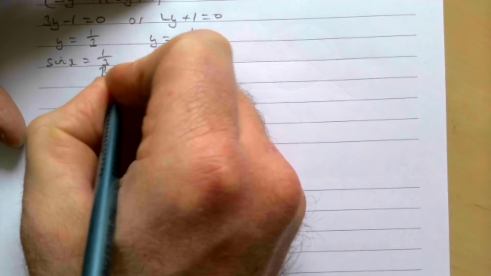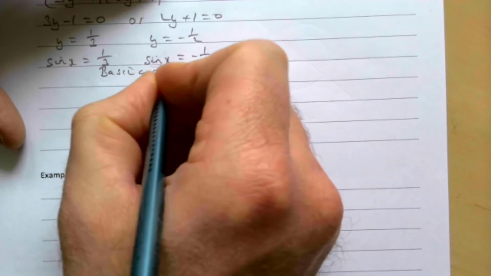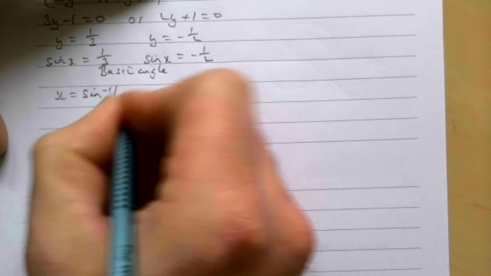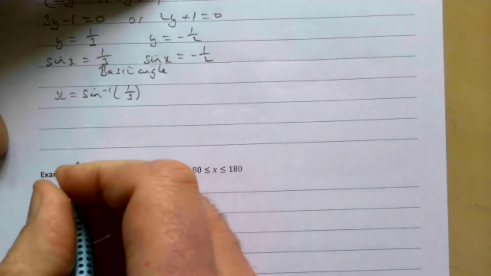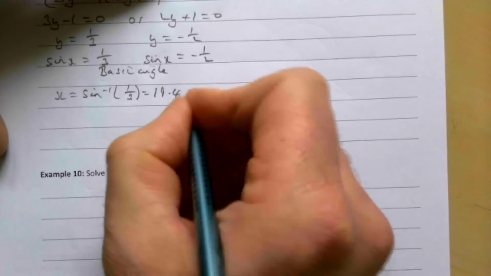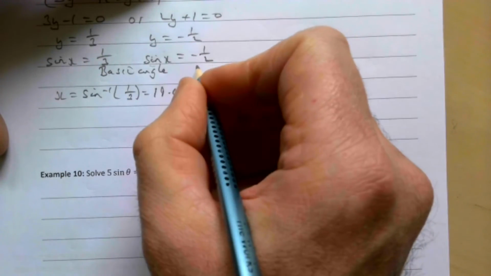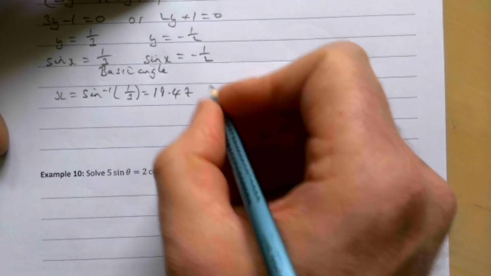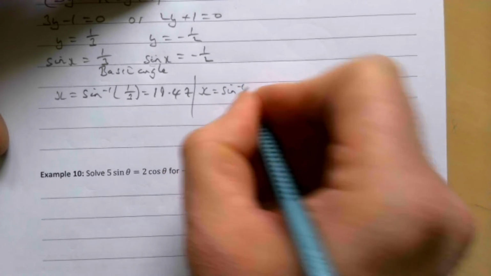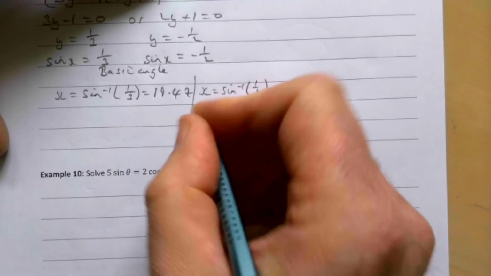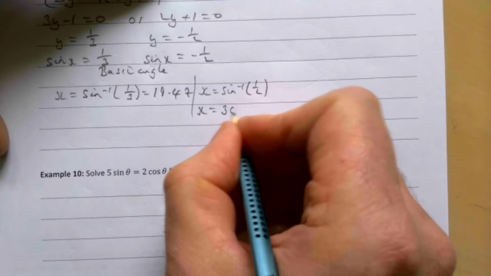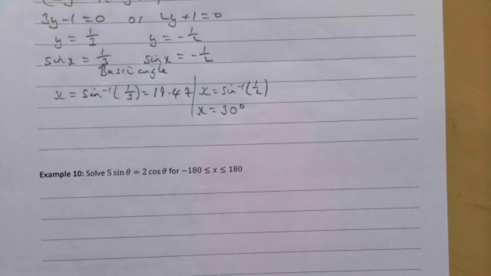My basic angle for each of those: x is sine to the minus 1 of a third, which gives me, let me see, I think it's 19.47. And for my other one, again ignoring the negative, x is 30 degrees.